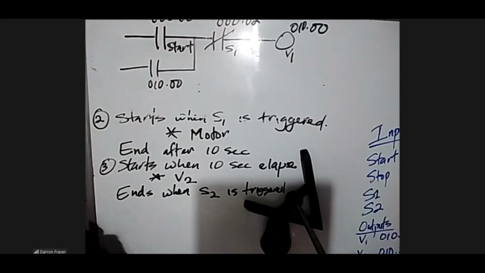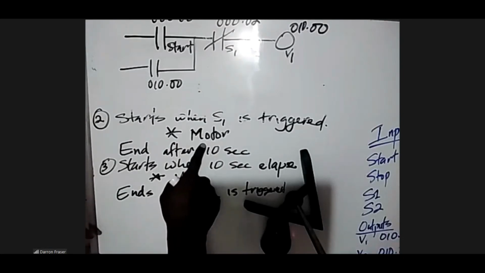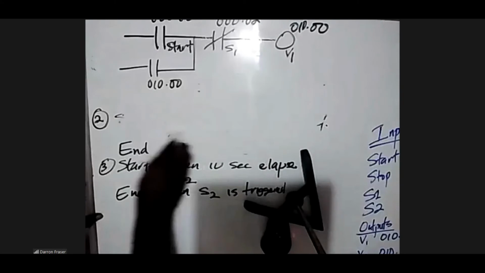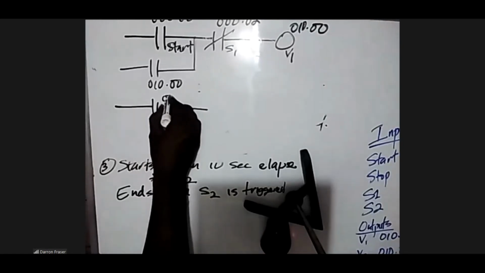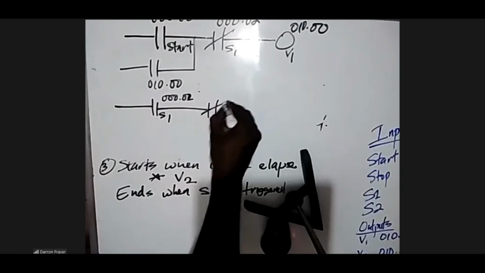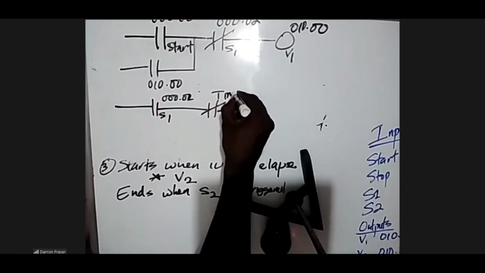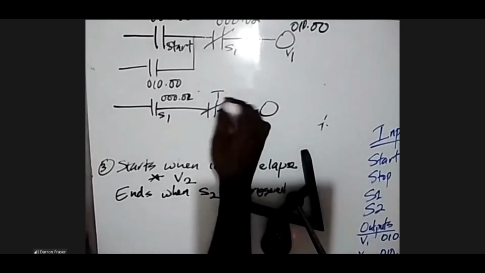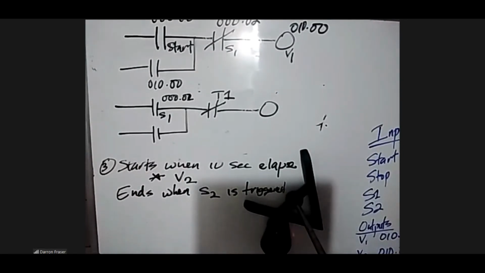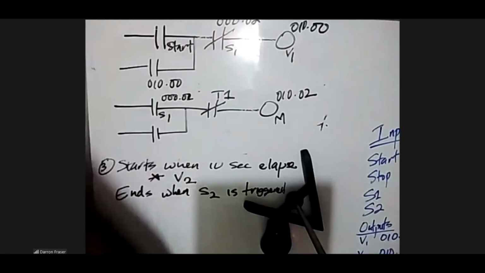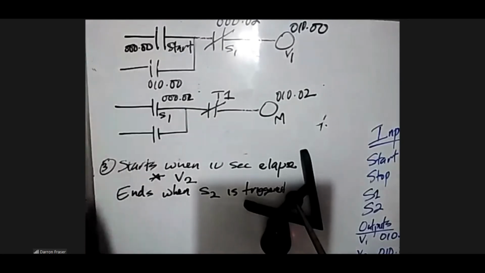All right. The second line starts when S1 is triggered, and the motor that it triggers ends after 10 seconds. So it starts when S1 is triggered, and it's a timer. I should put T1, because that's what you write in the program. We latch it, and we say that is the motor that is started, and I have that as 010.02. For reasons that we are going to discuss later, I will put this 000 here.